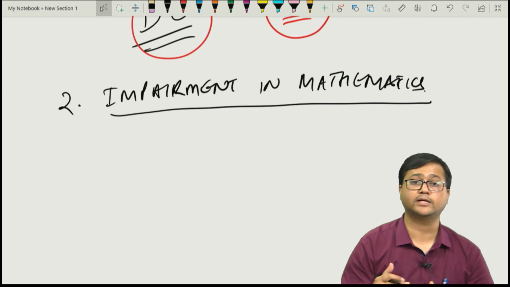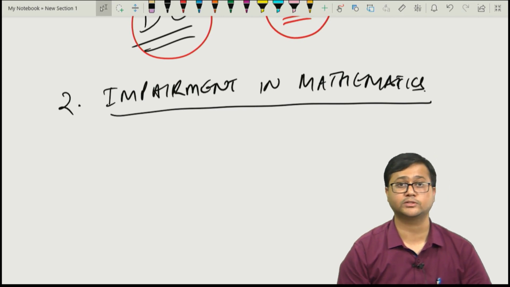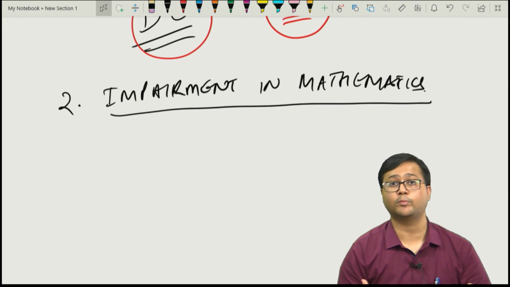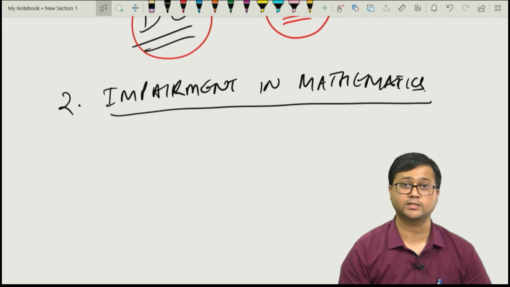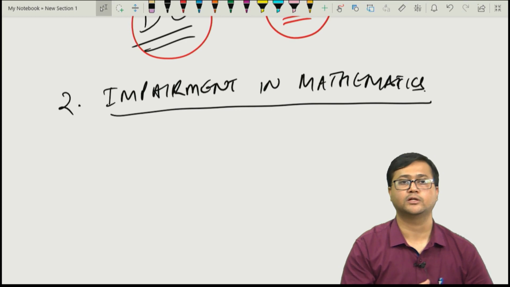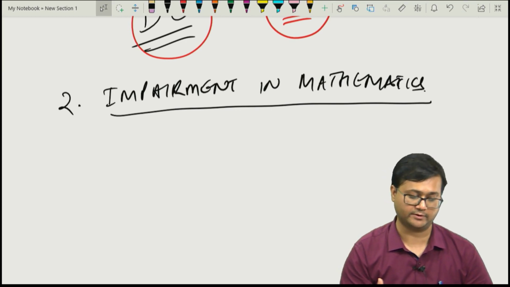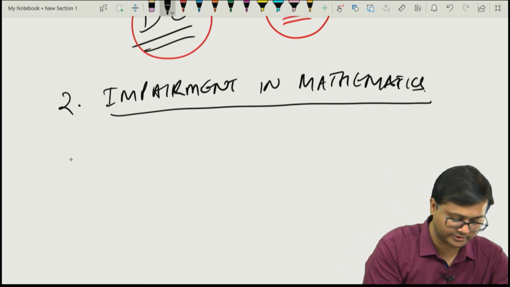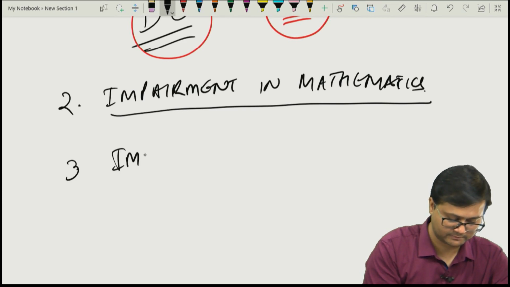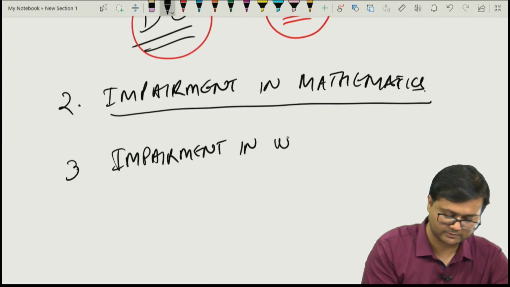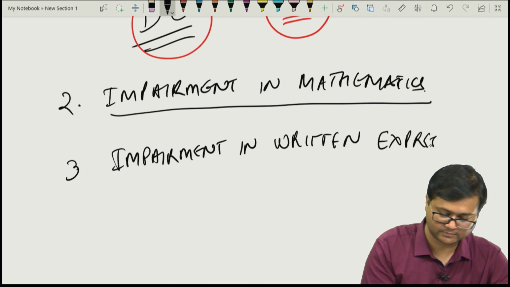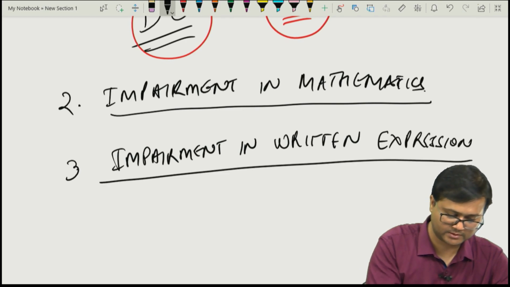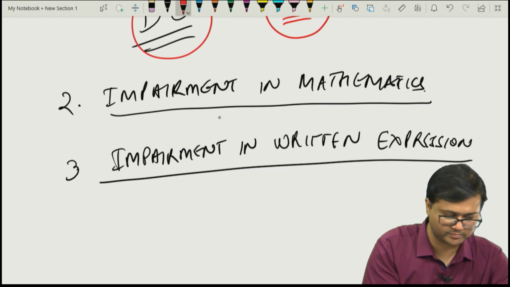So in the lower classes, the person may not be picked up as having these disabilities. As the person moves forward to other classes, when the concepts become complex and the education becomes complex, these impairments may surface. Then third is the impairment in written expression. Now impairment in mathematics may also be known as dyscalculia.